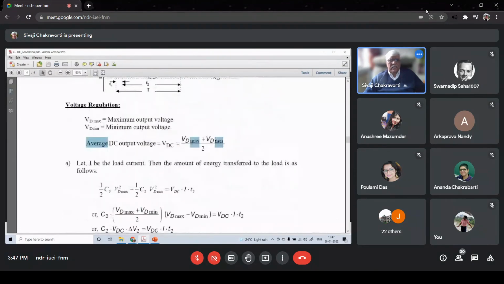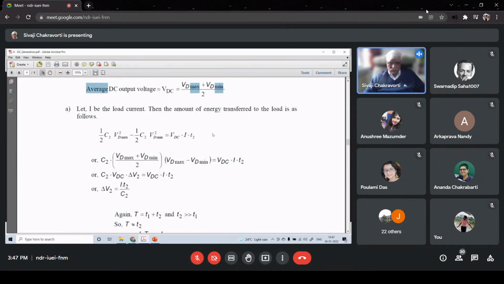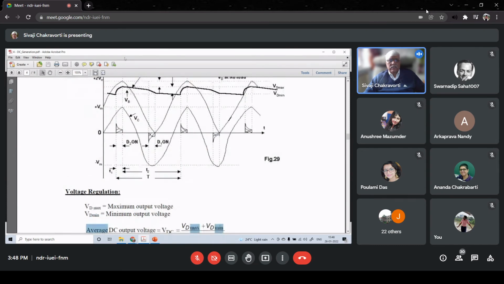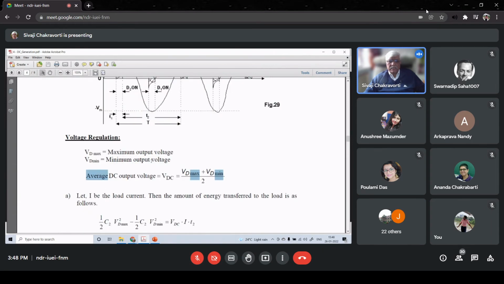How do we find it? It is quite simple. What is the maximum energy of C2? That is half C2 VD max square. What is the minimum energy? Half C2 VD min square. And this energy has been discharged. So if I say VDC into I, and for how long has it discharged? T2. And what is T2? From the curve, we can see this is T2. That is from theta is equal to 90 degree of the previous cycle to theta is equal to, let's say, 80 degree of the next positive half cycle. That is T2, when capacitor C2 is discharging because of the diode reverse bias.